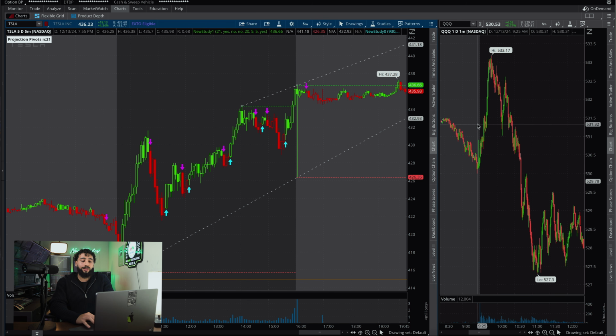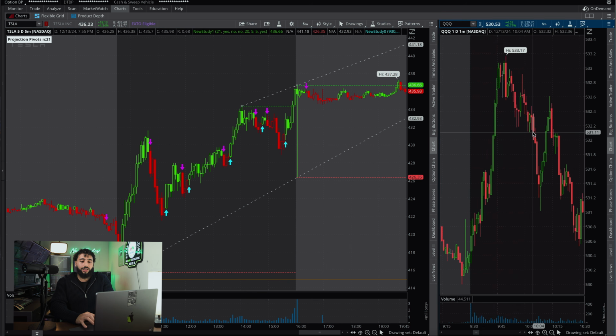So what I did was, if I zoom in here to QQQ, you'll see at 420, where were we? It was 9:40 a.m., 10 minutes into the market. So if I go to 9:40 here on QQQ, you can see we had a red candle on the market. So first of all, a strong candle on Tesla, weak candle on QQQ.